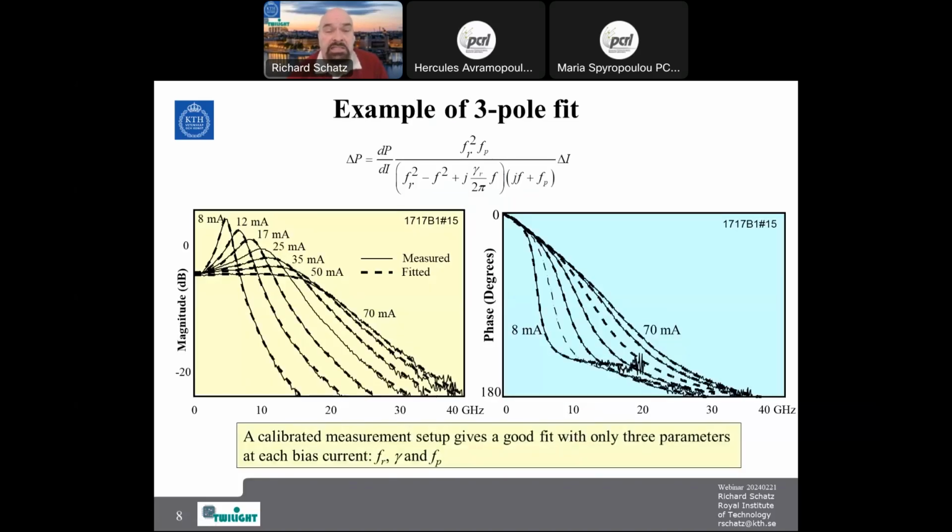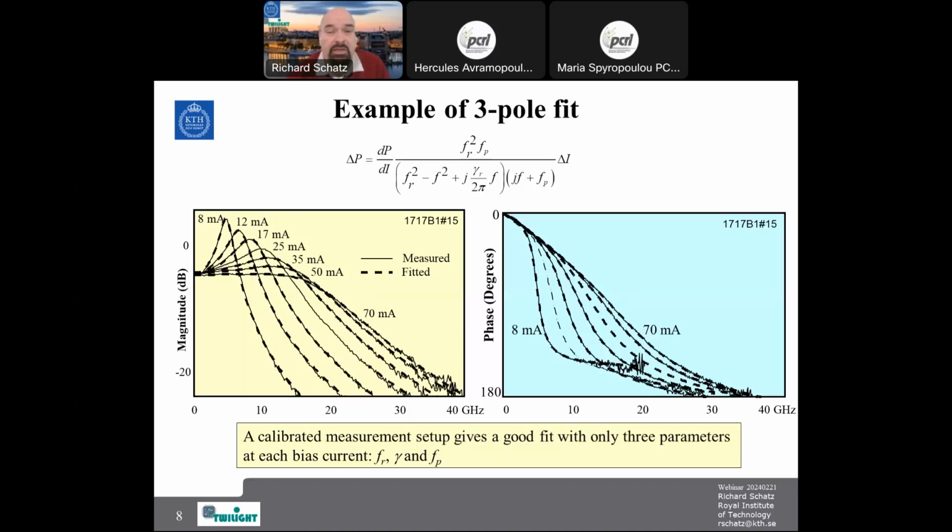So here is an example of this transfer function, which we saw, the three-pole transfer function, and the dashed curves here are the fitted values to this formula, whereas the solid lines are the measured values. And you see that if you have a well-behaved laser and you have calibrated it, this simple three-pole formula quite well describes how a directly modulated laser works.